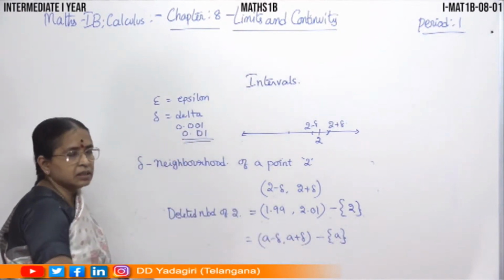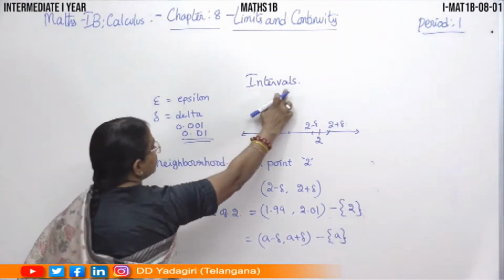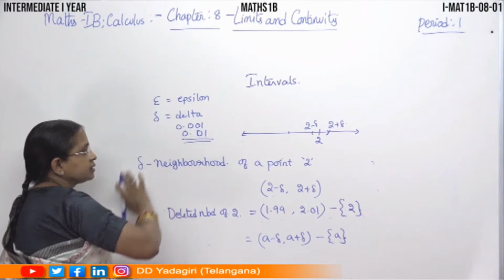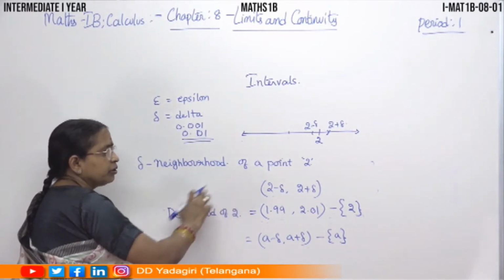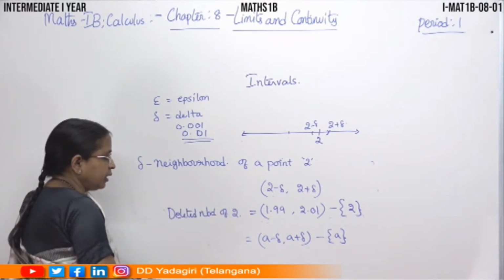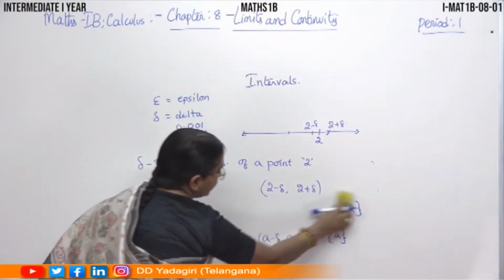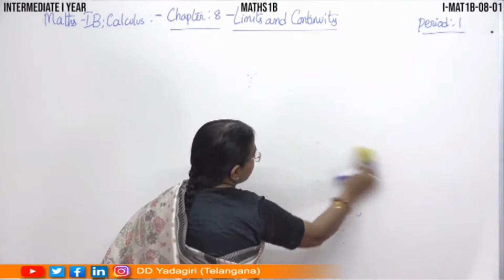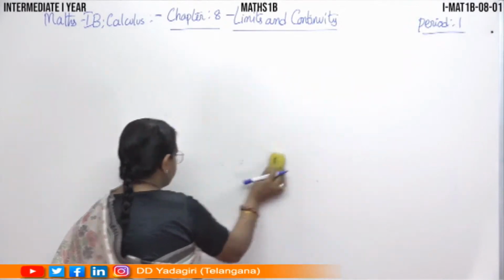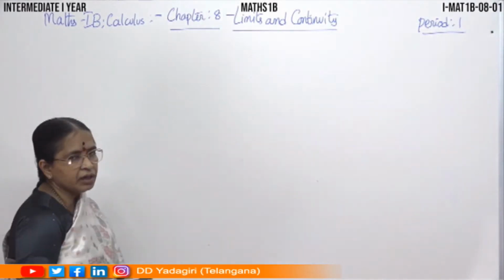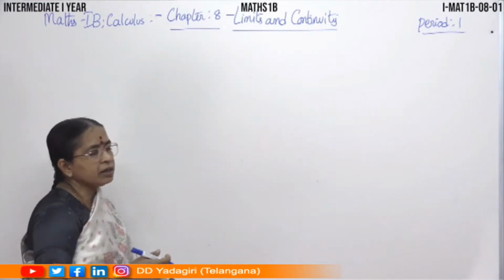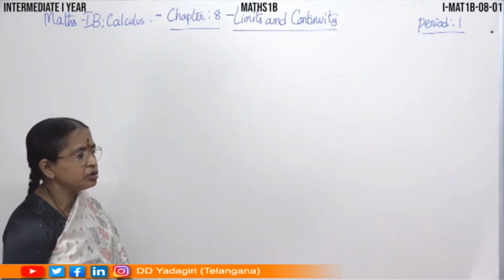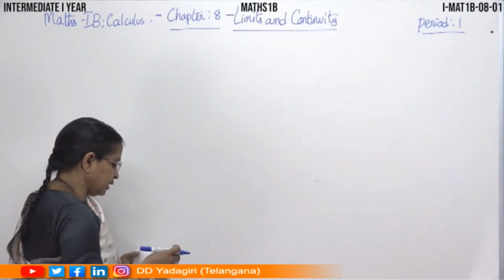So this is a new term. We learned about these intervals. Then epsilon and delta, these are Greek symbols. And then the delta neighborhood of the point A, and then the deleted neighborhood of the point A. Now we'll write the definitions later. First understand these terms. These are all new terms to you. They are frequently used when you go to higher classes, in those topics, so you should understand these terms.